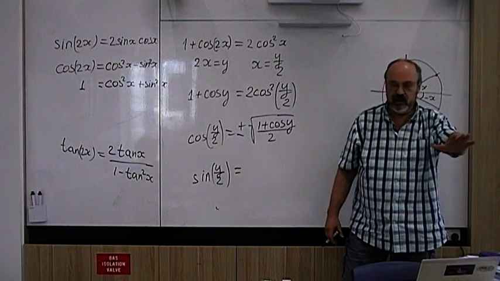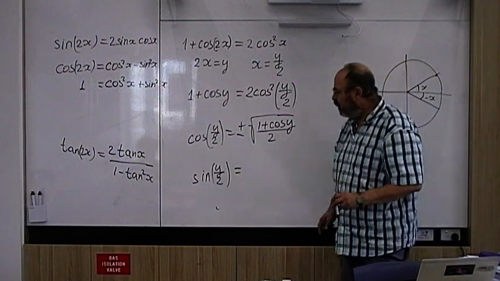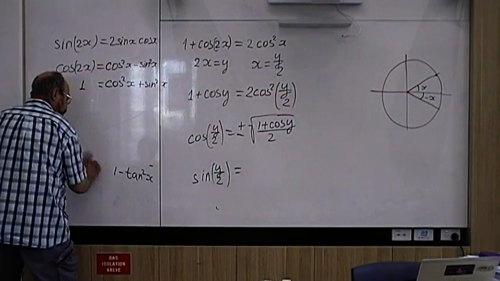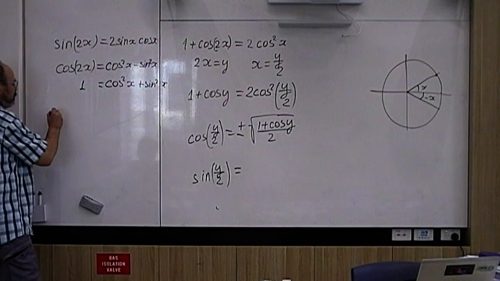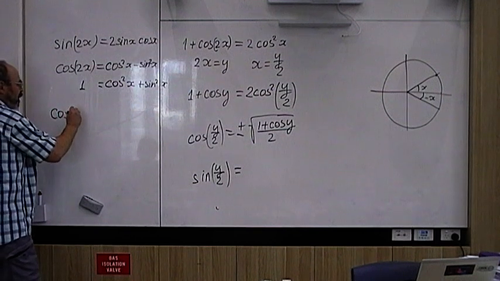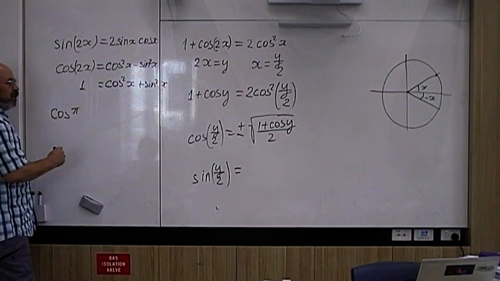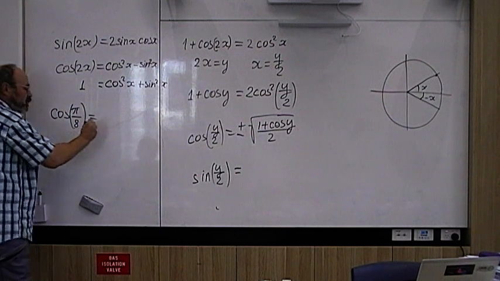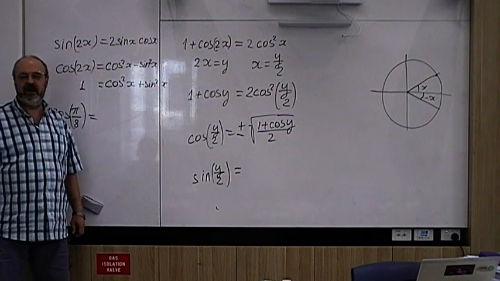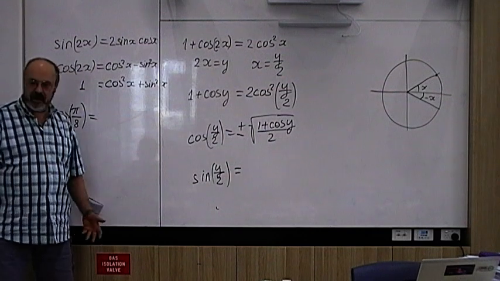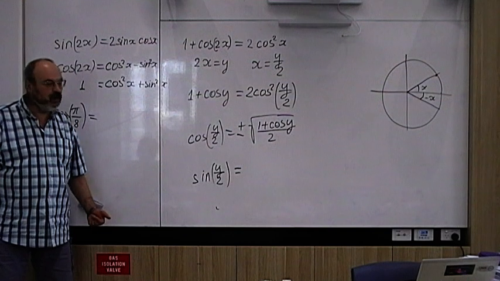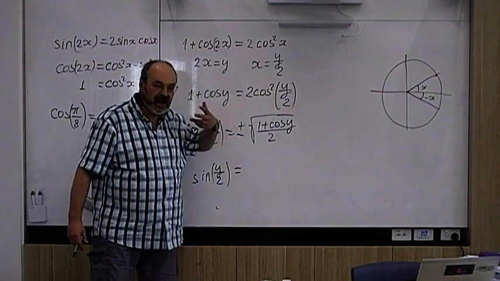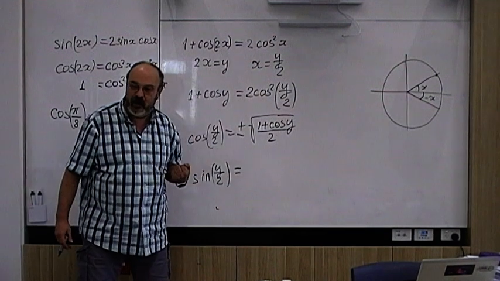Okay, I will answer this question. I'll give an example. Let's find, for example, cos pi on 8. What is it? Cos pi on 8. You don't know the exact value, right? But you know cos of the double angle. You know cos of pi on 4.